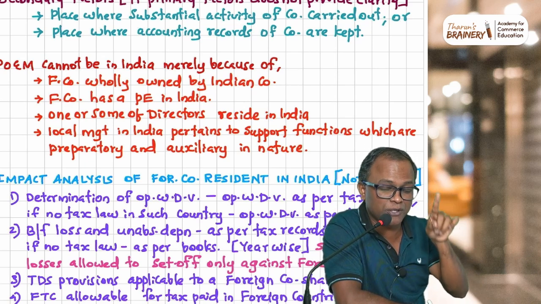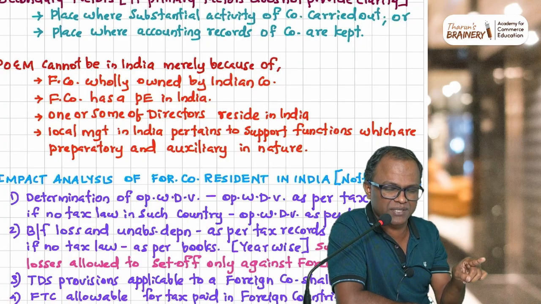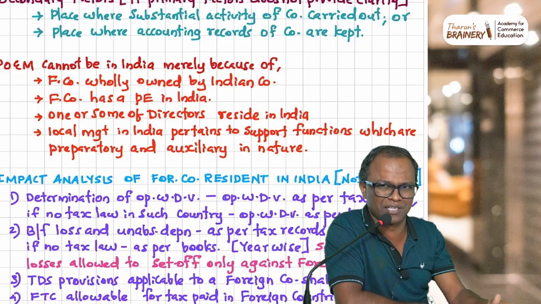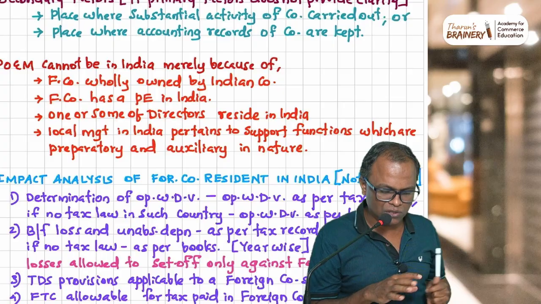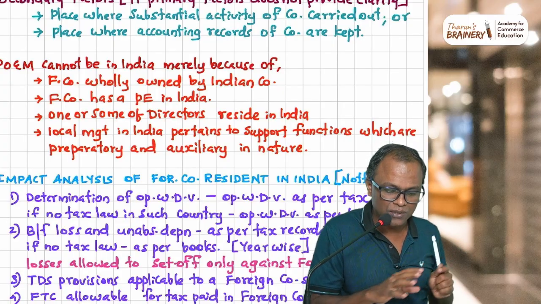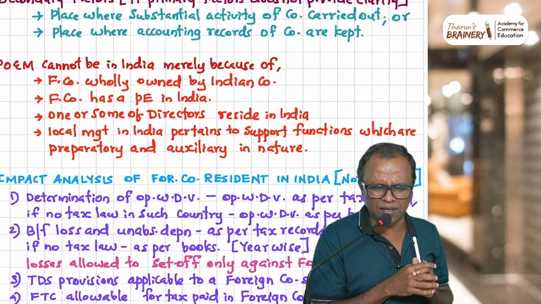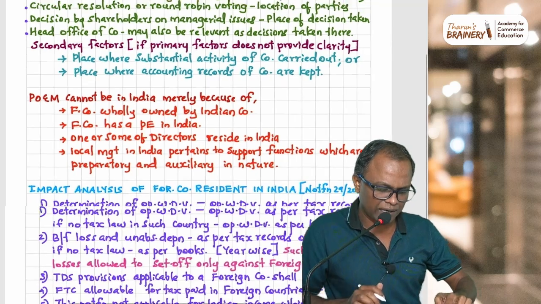So that decision should be a core decision. That decision should affect the existence of the company. So it should be a core decision, right? Day-to-day decisions are not relevant. So merely because that foreign company has a local office in India which will look after the primary functions of the company, that is not a sole reason to describe that foreign company as an Indian resident. That is not accepted. That is what is given in the guidelines.